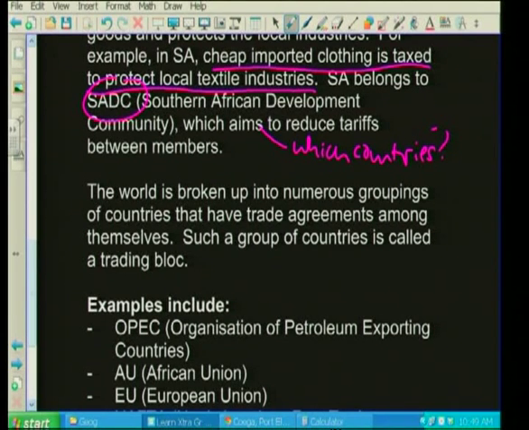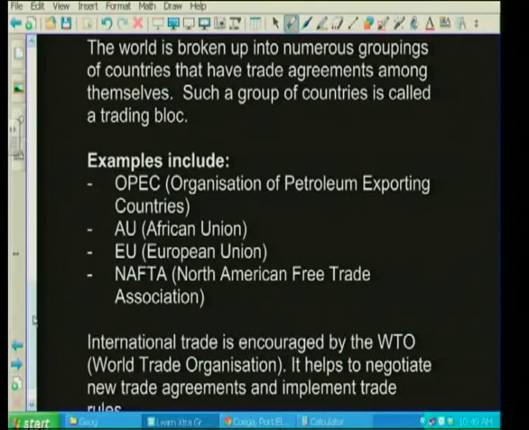If you get a question about SADC, you need to know who the trading partners in that arrangement or agreement are. The world is broken up into numerous groupings of countries that have trade agreements, right? That's important among themselves. Such a group of countries is called a trading bloc.